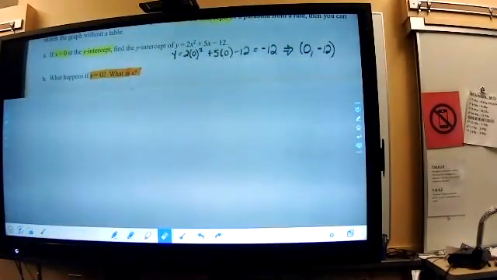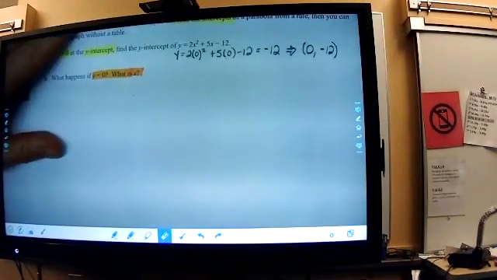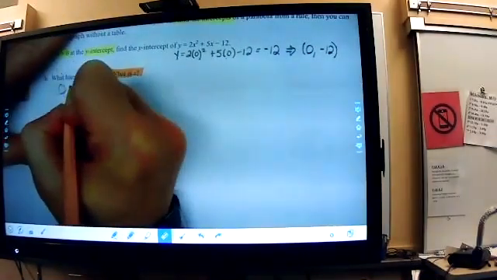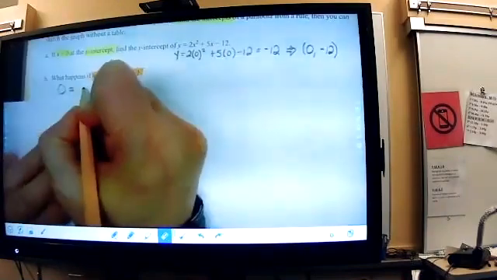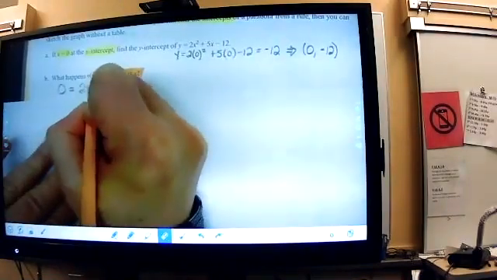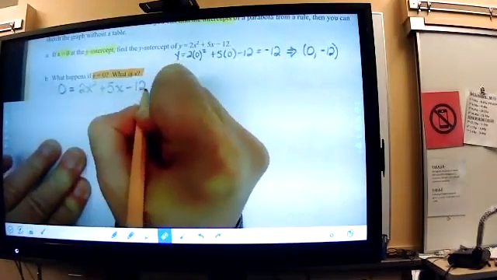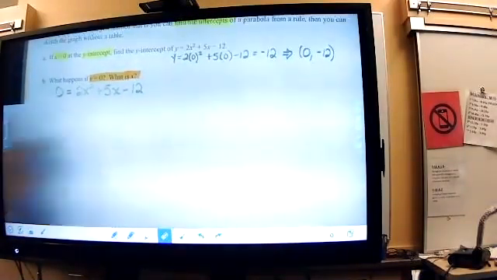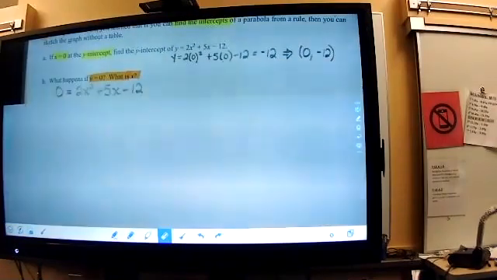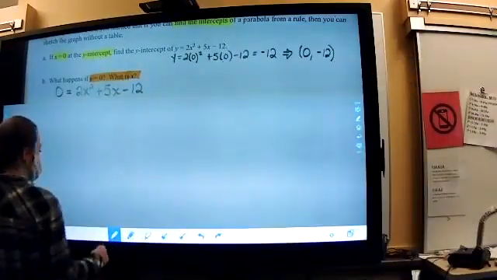So let's plug it in. What happens when y is 0? So I'm going to plug that in. Y is 0 equals 2x squared plus 5x minus 12. How do you solve for x? How do we solve for x? Get it by itself. Okay, so that's exactly how you should probably think about starting it.